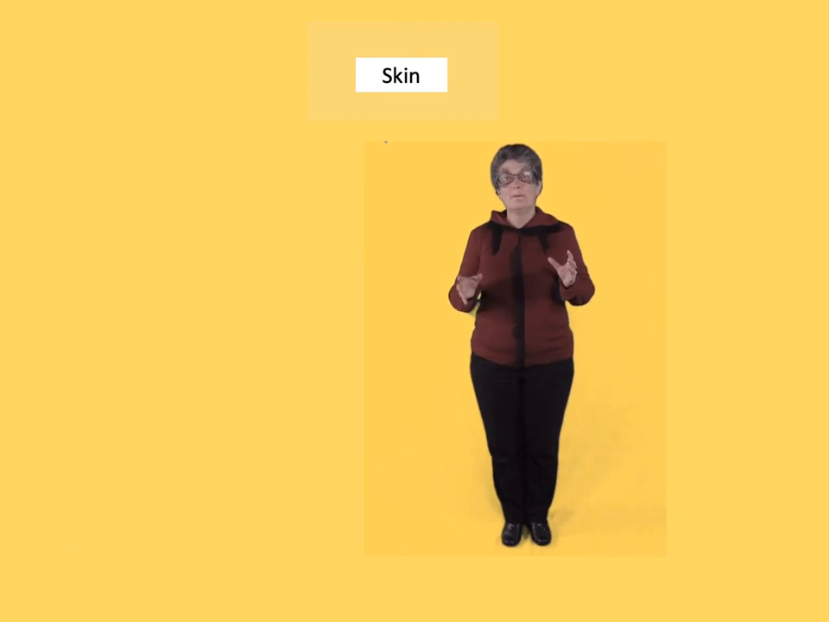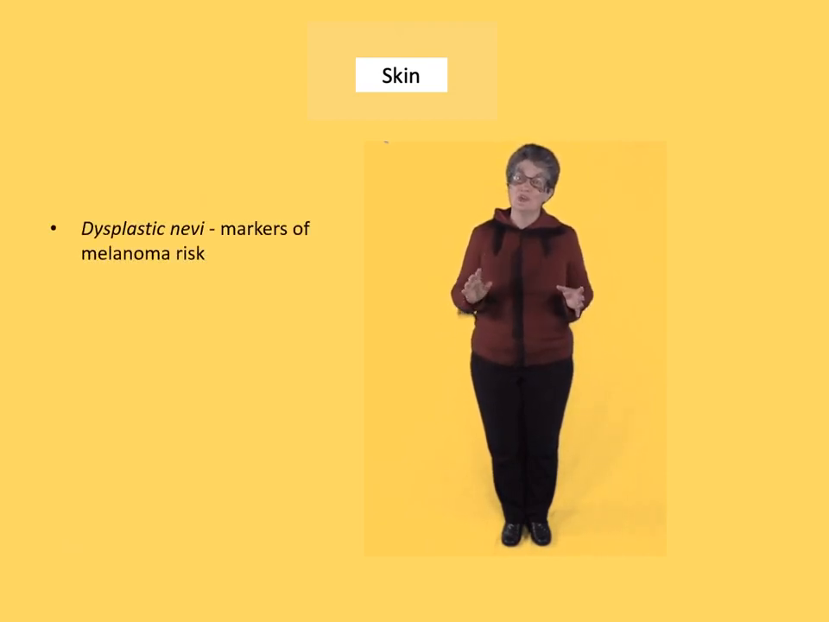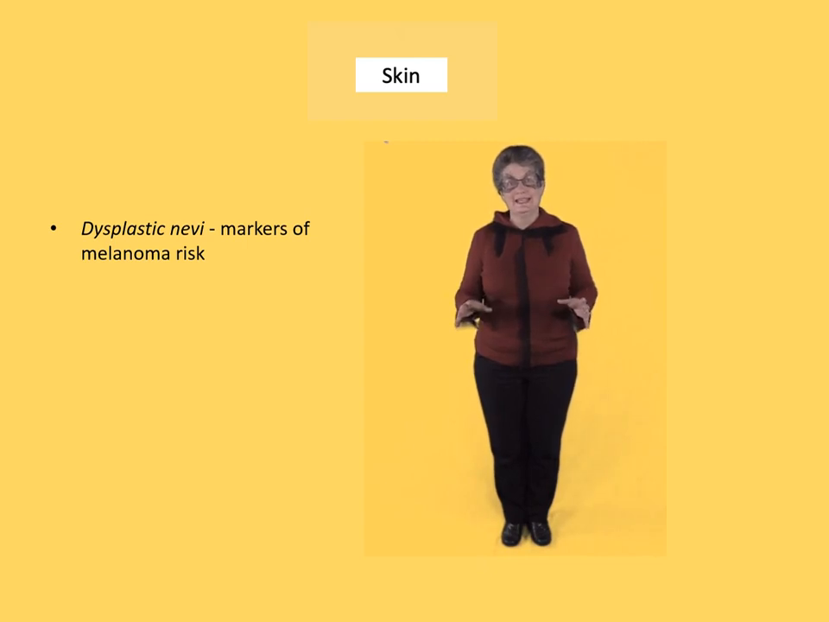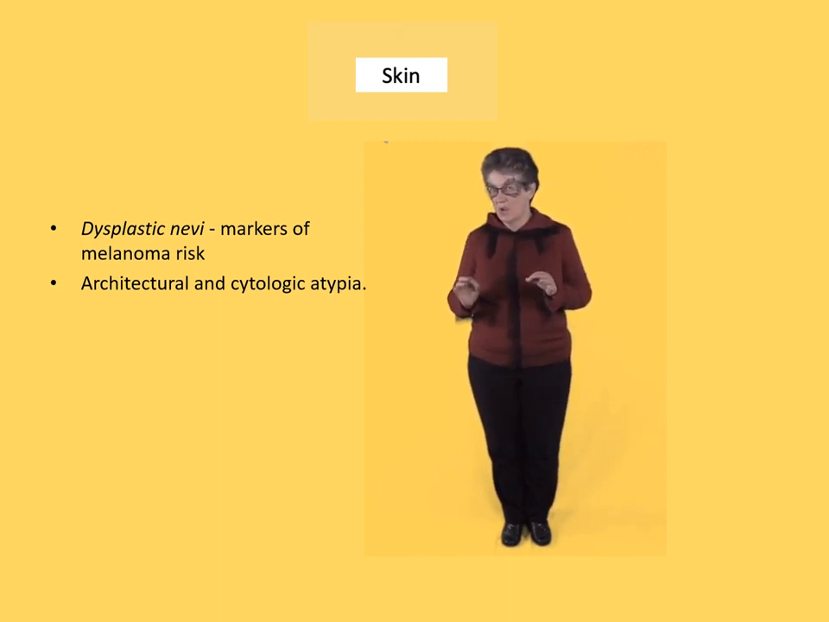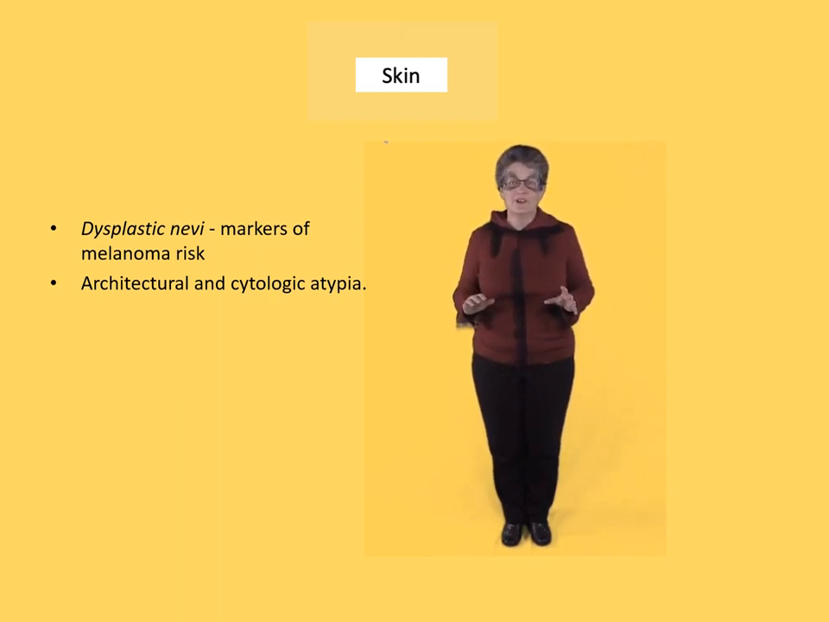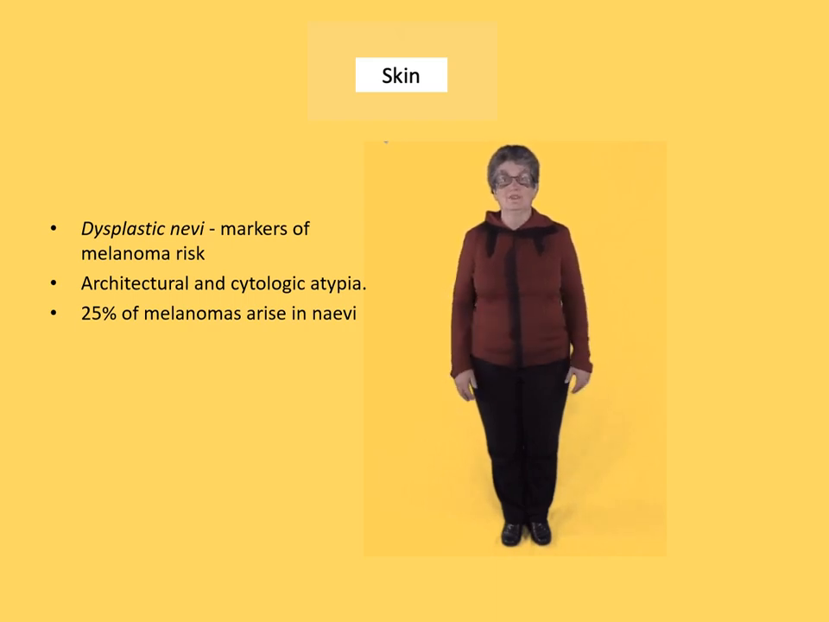Let's think for a moment about dysplastic nevi. So dysplastic nevi, when they're present throughout the whole body, are markers of melanoma risk. Dysplastic nevi are described as having architectural and cytologic atypia. Now these are quite specific histologic terms, but what it means is they grow in funny ways, and down the microscope the cells don't look quite right. We know that about 25% of melanomas arise in nevi, and the other 75% arise de novo from no previous nevus.